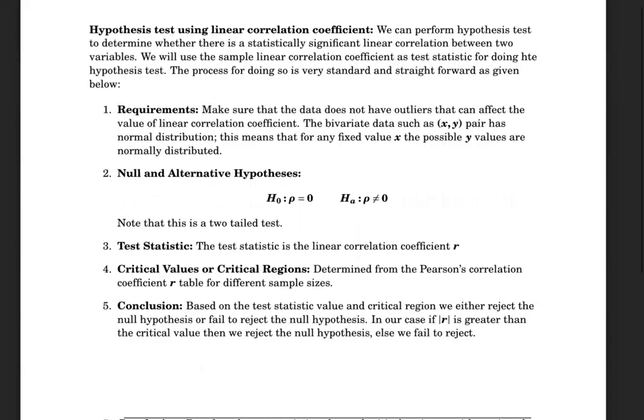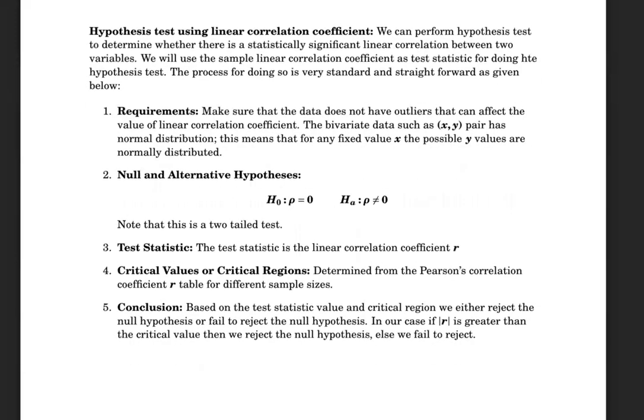So now we talked about linear correlation. Now we need to talk about hypothesis testing using the linear correlation coefficient. How do you do it? Again, the same standard type of process that we have followed. You want to find out whether there is a linear correlation between two variables. Let's call them X and Y. Between two variables, is there a linear correlation?